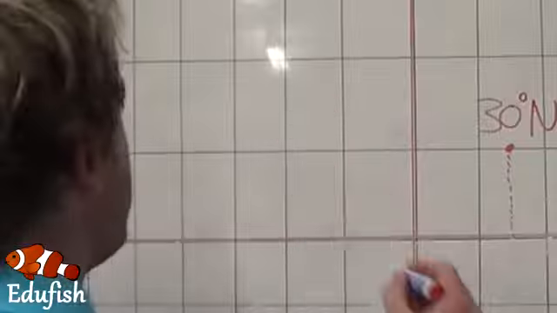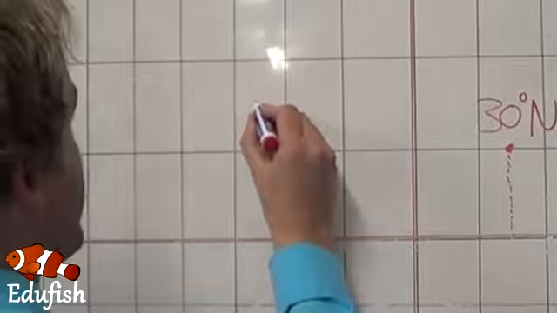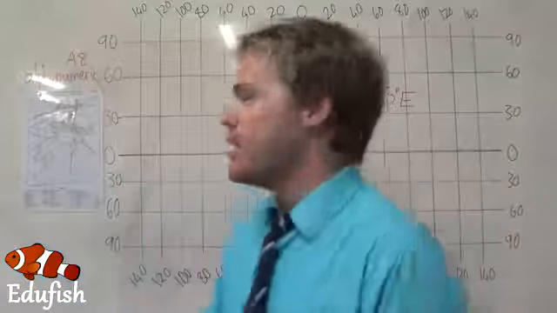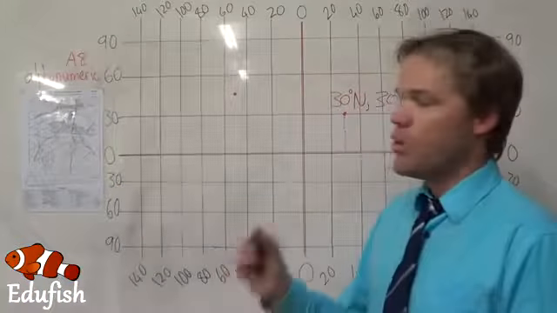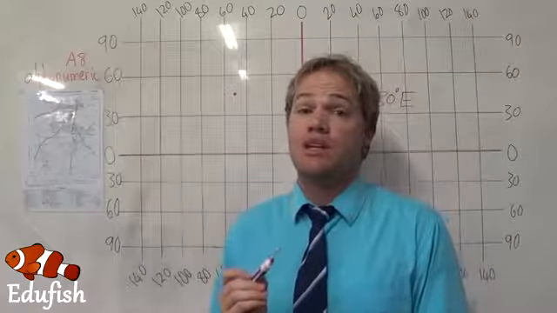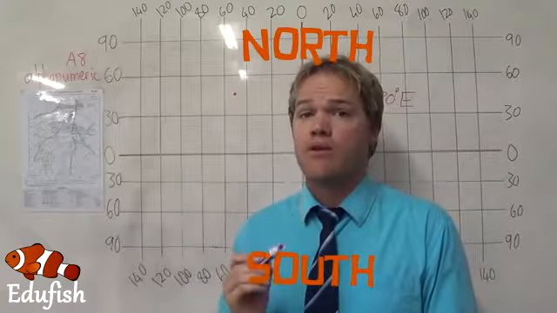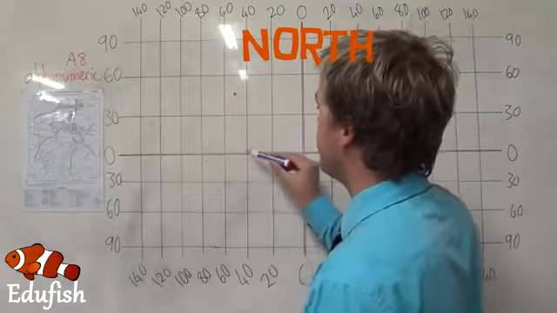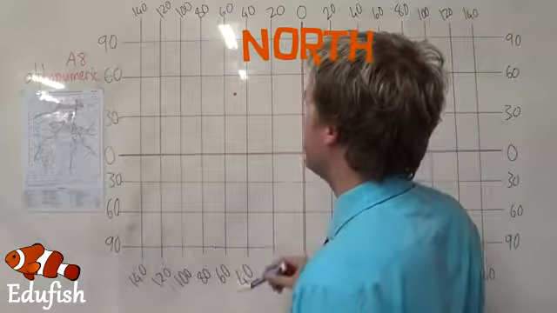Let's say there's a certain place and it's right there. And you must give the coordinates for this place. Now, what did I say? What is the first step again? First step is to see, is it north or south of the equator? Remember that. And we can definitely see this is the equator. It's definitely north of the equator.